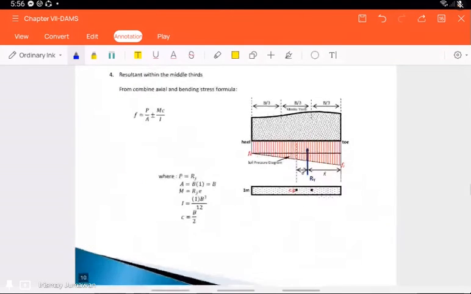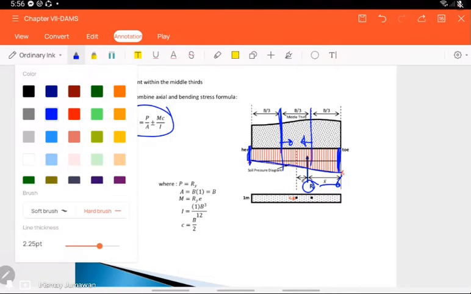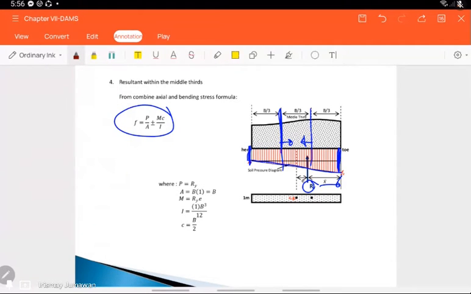So you have to take note that it is triangular. Then if the resultant is within the middle third, it is in the middle, within. So the formula now is a combination of the axial and bending stress formulas. So the soil pressure distribution is trapezoidal. Again, the location of your Ry is toward one of the two sides, so here it is bigger and there it is smaller.